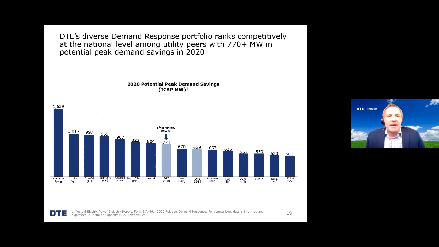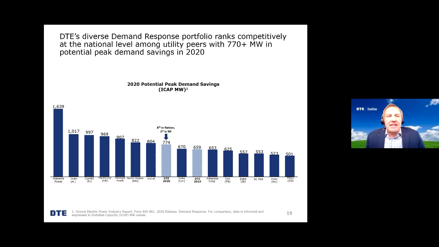DTE's DR portfolio ranks very competitively against our peers in terms of potential peak demand savings, as reported by the Energy Information Administration, or EIA. In 2020, DTE's portfolio of programs had 774 megawatts of potential peak demand savings, which ranked 8th in the nation and 1st in Michigan. 71% of these megawatts came from our industrial customers, while residential customers made up 25%. Commercial customers make up our smallest sector at 4%.